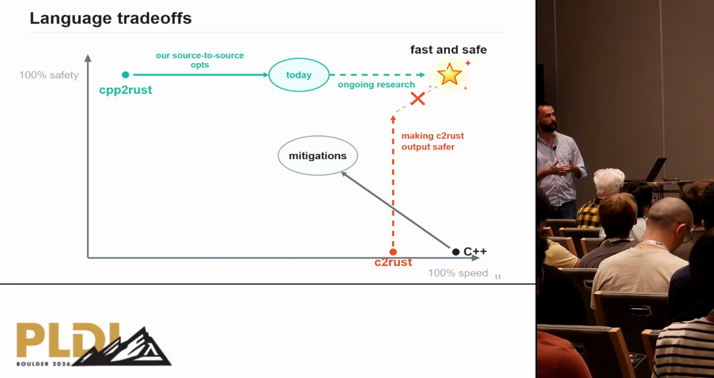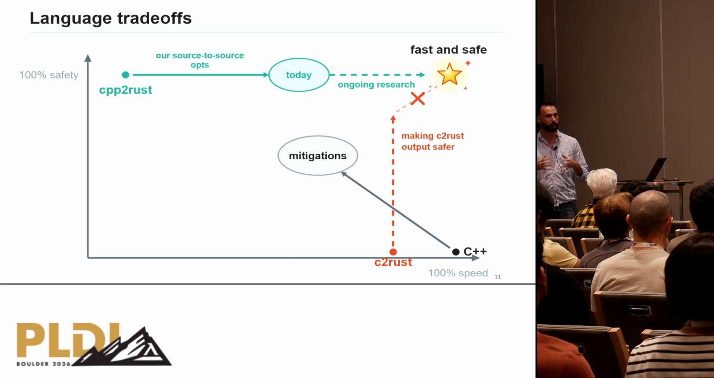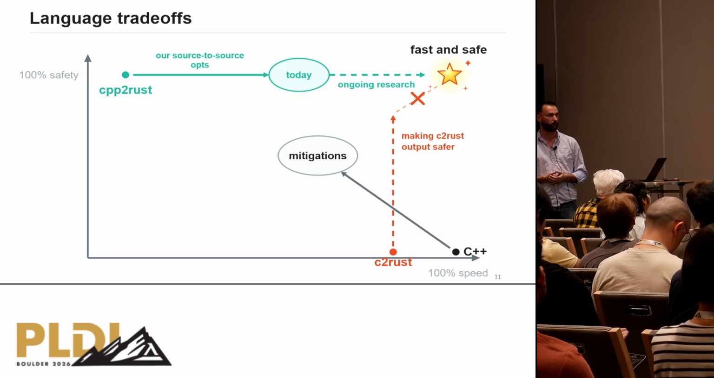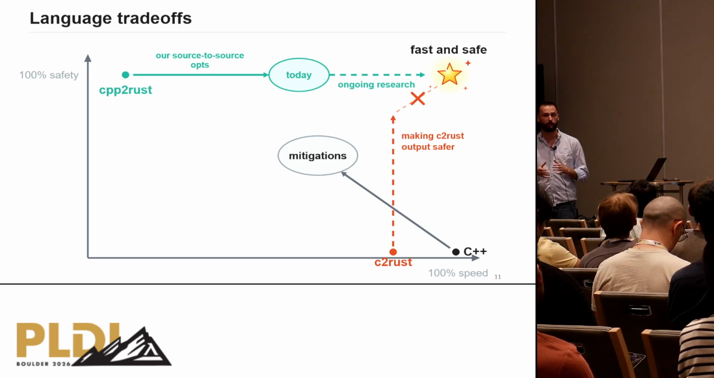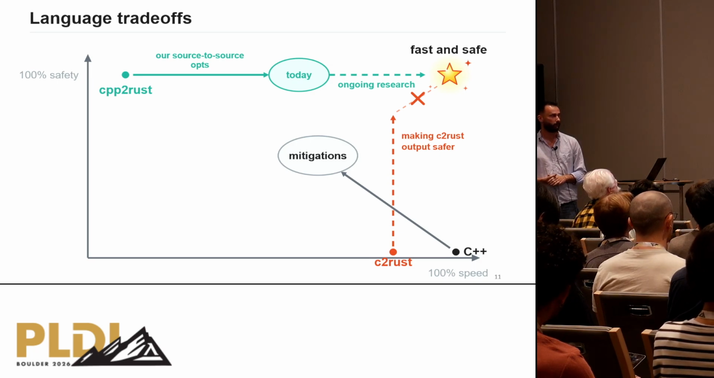We are getting there. I'll present to you in a few minutes the optimizations that we make, but research is still needed to reach our fast and safe application. Again, our main bet on C++2Rust is that it's easier to optimize for speed than to optimize for safety.